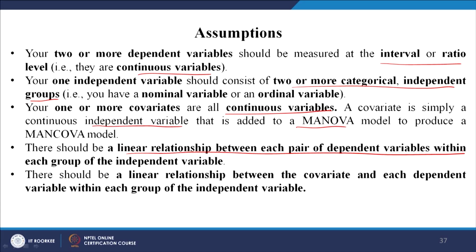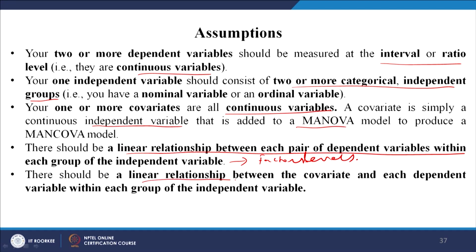There should be a linear relationship between each pair of dependent variables. So, if there is more than one dependent variable, there should be a strong correlation between them. There should be a linear relationship between each pair of dependent variables within each group of the independent variable. That means the independent variable we are talking about is the factor, and these are the factor levels, right. So, there should be a relationship between the dependent variables.